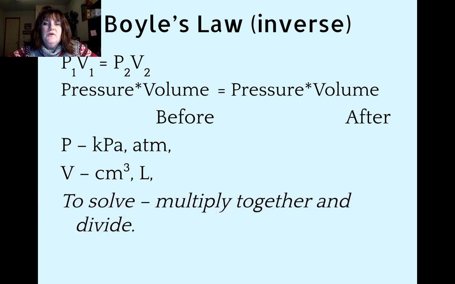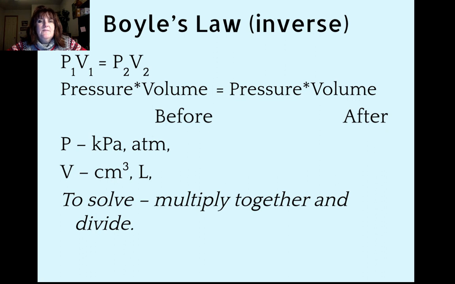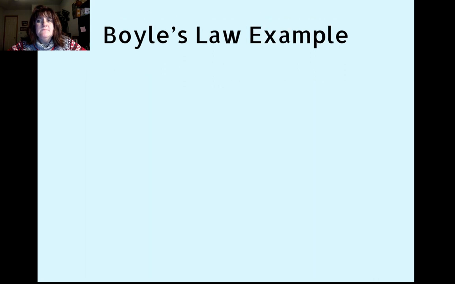To solve a Boyle's law problem, you simply multiply together because you're going to be given three of the four numbers, two before and one after, or two after and one before, and you multiply the two together that you have and divide by the third number to get your answer. Here's a pattern that might be helpful to fill in. It's simply a series of boxes: pressure volume before equals pressure volume after, kind of like we did for momentum.